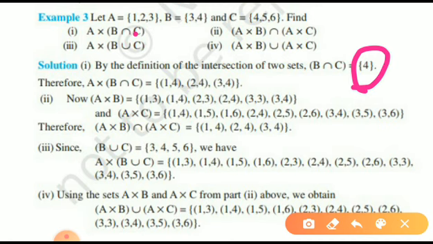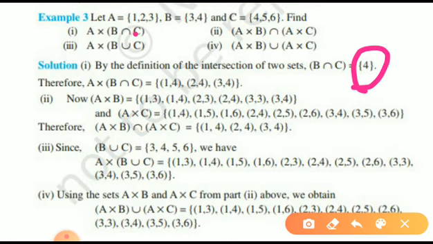We'll be getting (1, 4), (2, 4) and (3, 4). Okay. Now sometimes the question may be verify. Verify means what? You have to show that your LHS and RHS are equal. Consider it differently and see whether both of them are equal. Okay. Similarly, see the second is A cross B intersection A cross C.